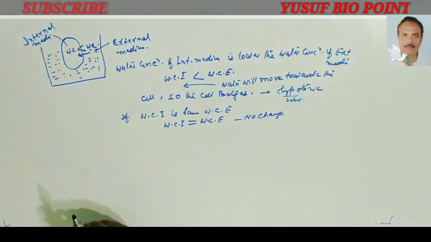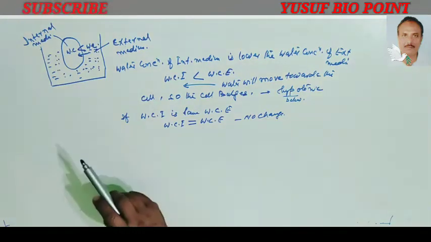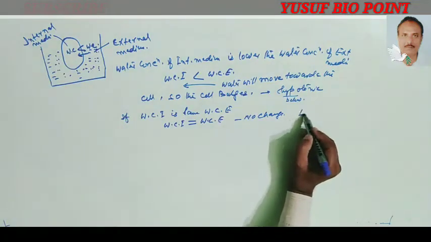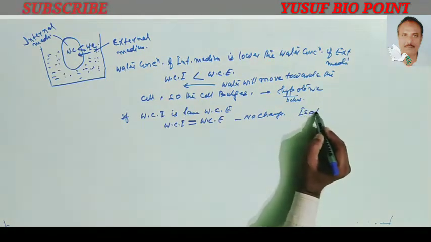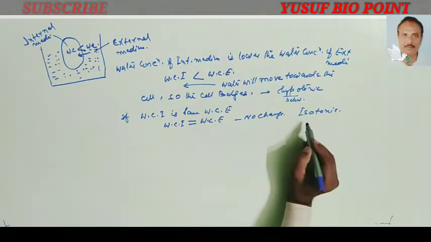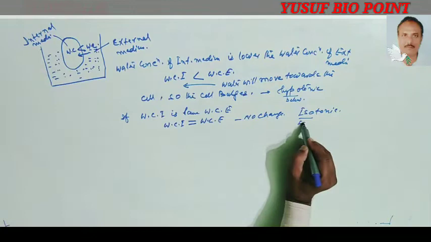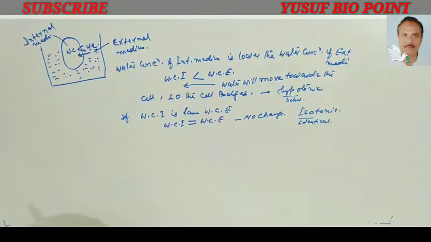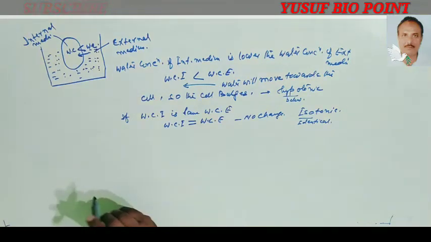Means water will not flow from any side. That is known as isotonic. Iso means identical, meaning both mediums are the same in concentration.